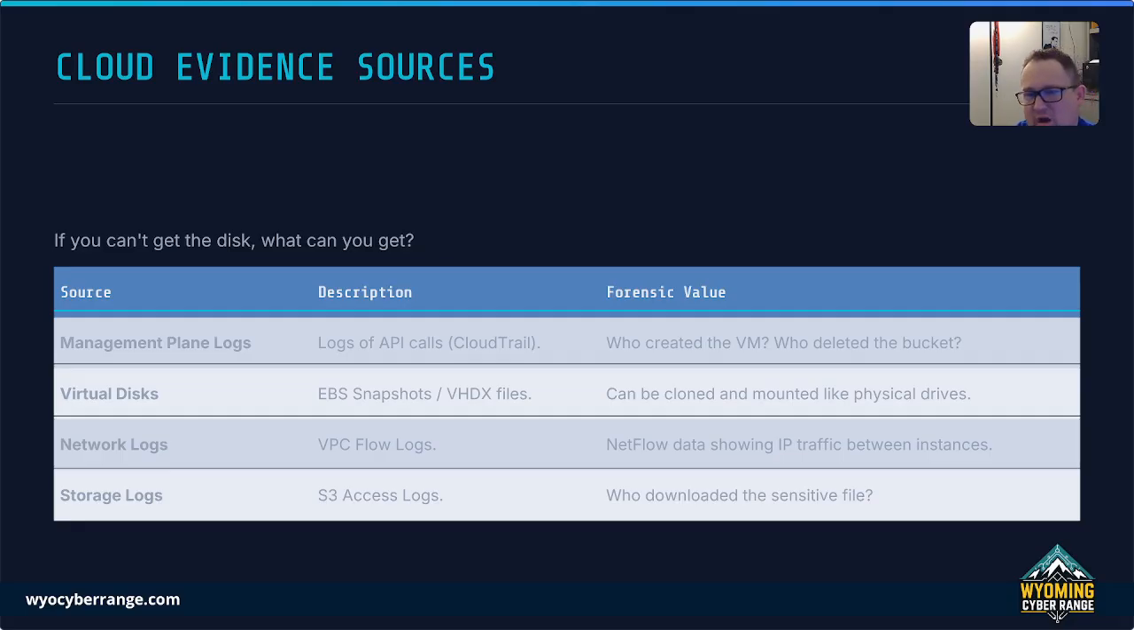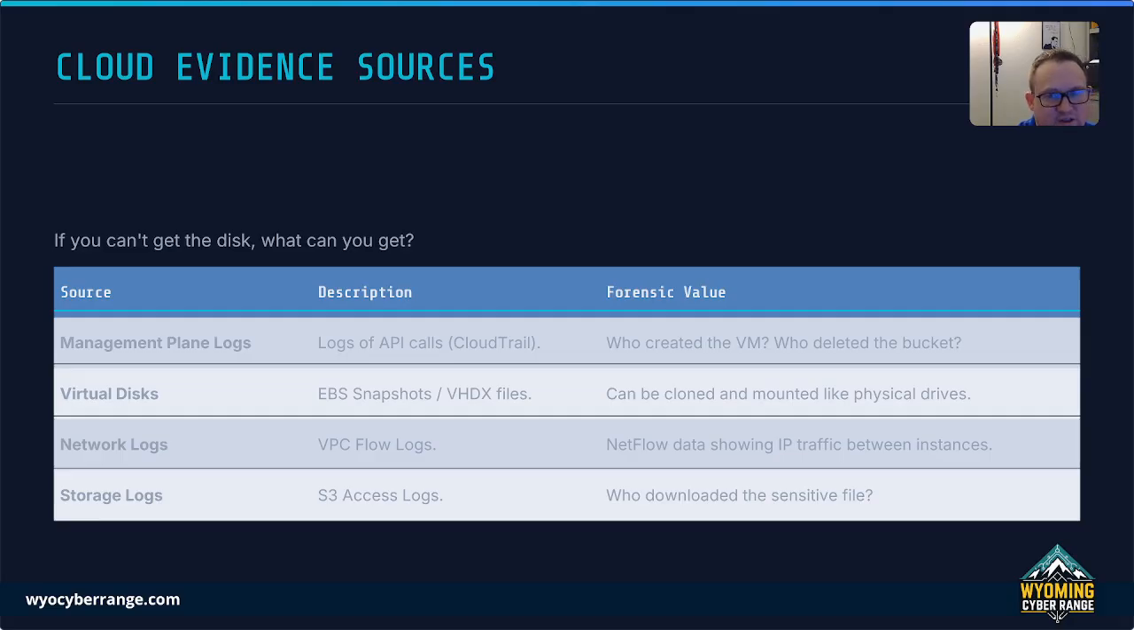We can get network logs like VPC flow logs. This is like NetFlow if you were talking about a tool that's on-prem. It shows IP traffic and port communication between cloud instances and different objects within the cloud. The last thing would be the storage logs, so S3 in AWS, for instance, could have access logs. These tell us exactly who downloaded or modified sensitive data and who authenticated to it as well.